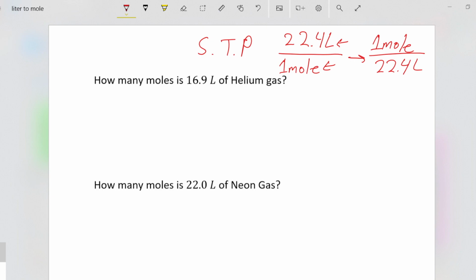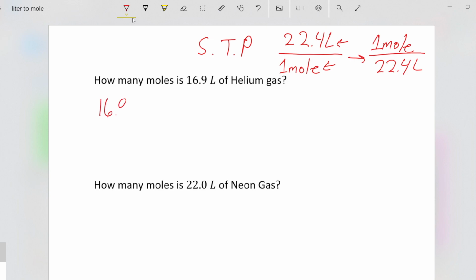Now, this is a pretty important thing, but it's also fairly easy to calculate the conversion between a liter and a mole. So let's go ahead and get started with this liter to mole conversion stuff. First of all, I have a question that says how many moles is 16.9 liters of helium gas?